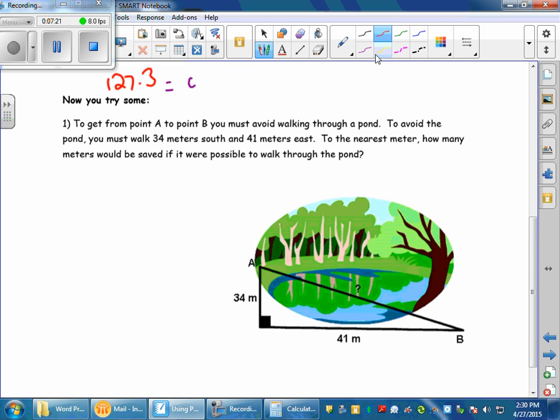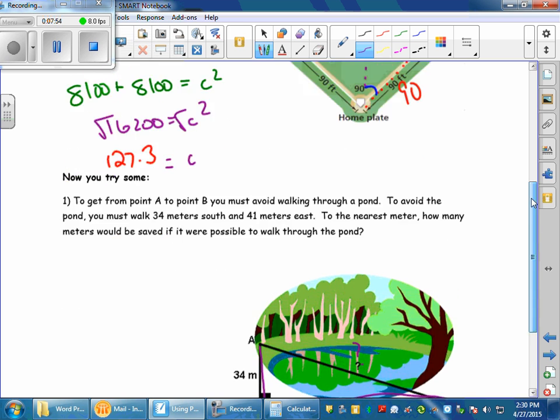All right, so let's do number one together. It says to get from point A to point B, you must avoid walking through the pond. To avoid walking through the pond, you must walk 34 meters south and 41 east. To the nearest meter, how many meters would be saved if it were possible to walk through the pond? Now, this is definitely a type of question that's going to be asked on your test, because I'm sure a lot of you guys were able to get the answer to what the question mark was here, but you didn't really answer the question. And I'll explain that after we figure out what the question mark is.